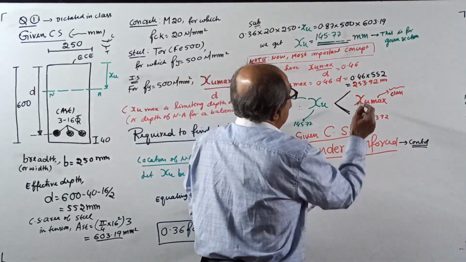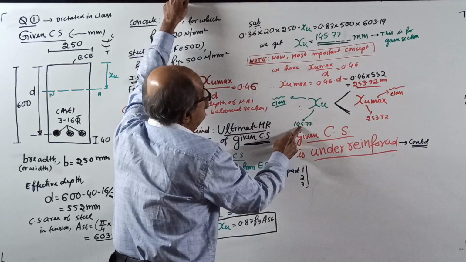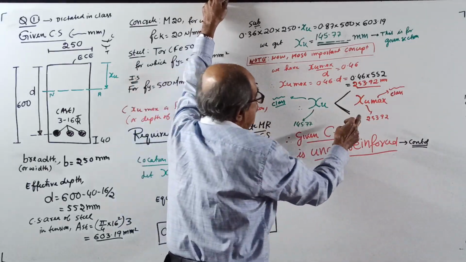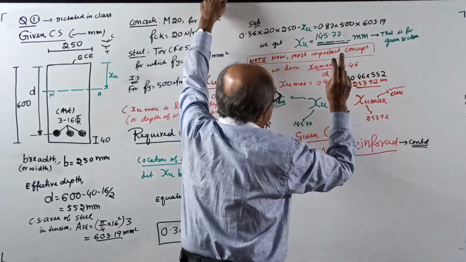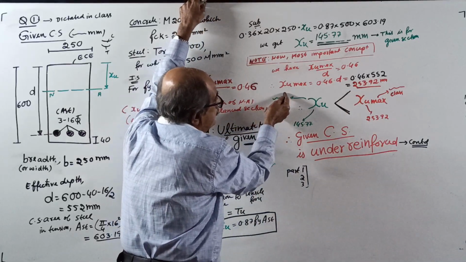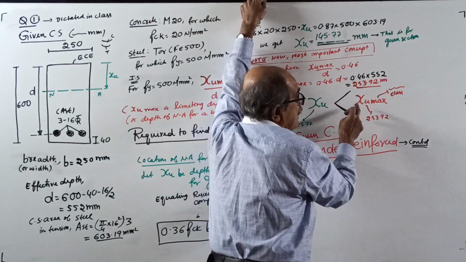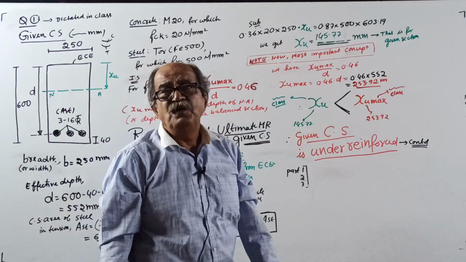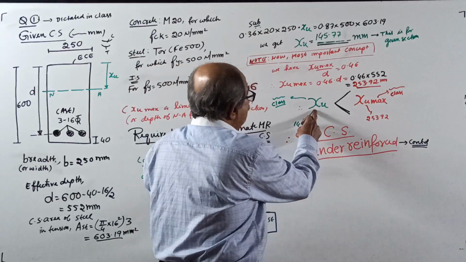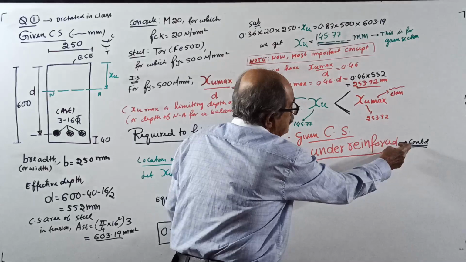Now, class, XU we got is 145.77. These calculations you should not write if you are writing an examination. XU max is 253.92. This XU is the actual depth of neutral axis, and XU max is the depth of neutral axis for a balanced section. We make this comparison to decide whether a cross section is under reinforced or over reinforced. Write that: since XU is less than XU maximum, the given cross section is under reinforced.